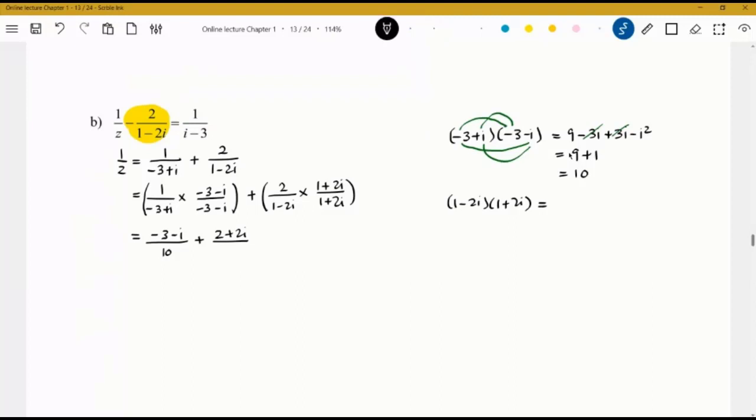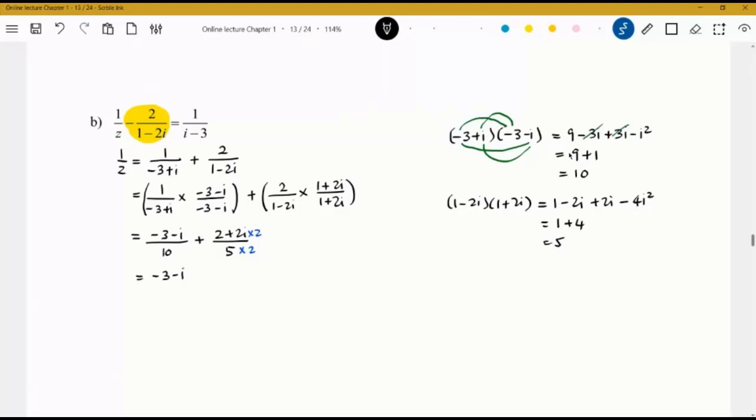Okay, so the same thing for this one will be 1 minus 2I plus 2I minus 4I square. So end up with 1 plus 4 will be 5. So the second fraction's denominator is 5. So now we have to balance up the denominator first, because we need to make it a single fraction first, then we combine with the left side. So here we multiply by 2. This multiply by 2. So it will be negative 3 minus I.